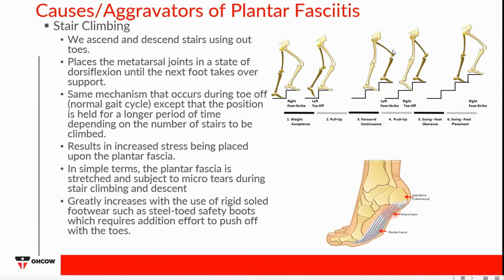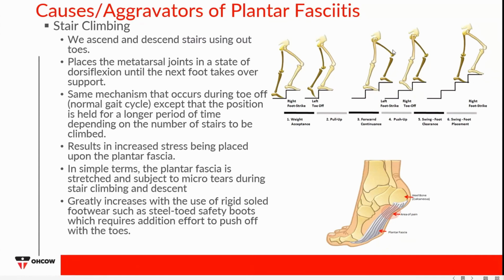So this places the metatarsal joint in a state of dorsiflexion until the next foot takes over support. It's the same mechanism that occurs during the normal gait cycle with toe off, except the position is held for a longer period of time, depending on the number of stairs we climb. So in the case of this worker, she had to climb up 10 stories of stairs, which is a lot of time to be spending on your toes. This results in increased stress being placed upon the plantar fascia. In simple terms, the plantar fascia is stretched and subjected to micro tears during stair climbing and descent.